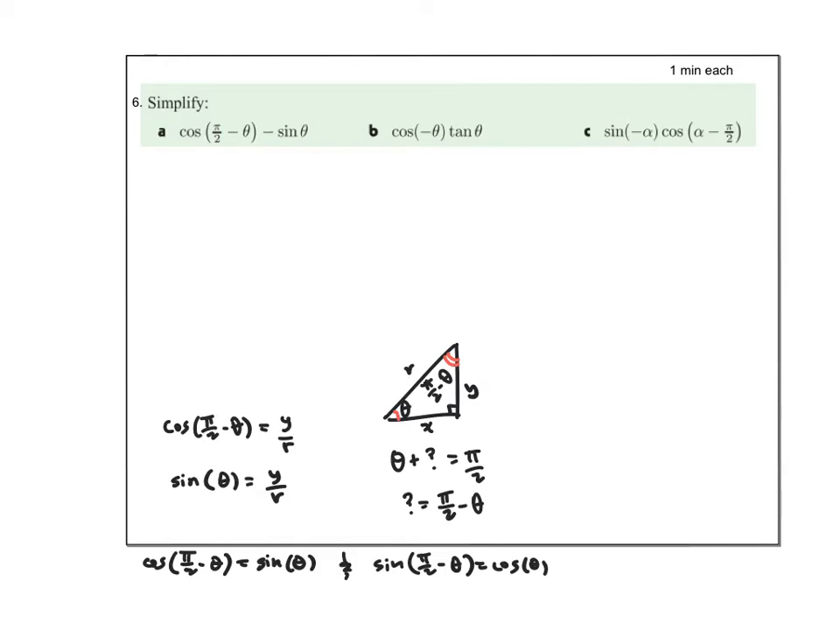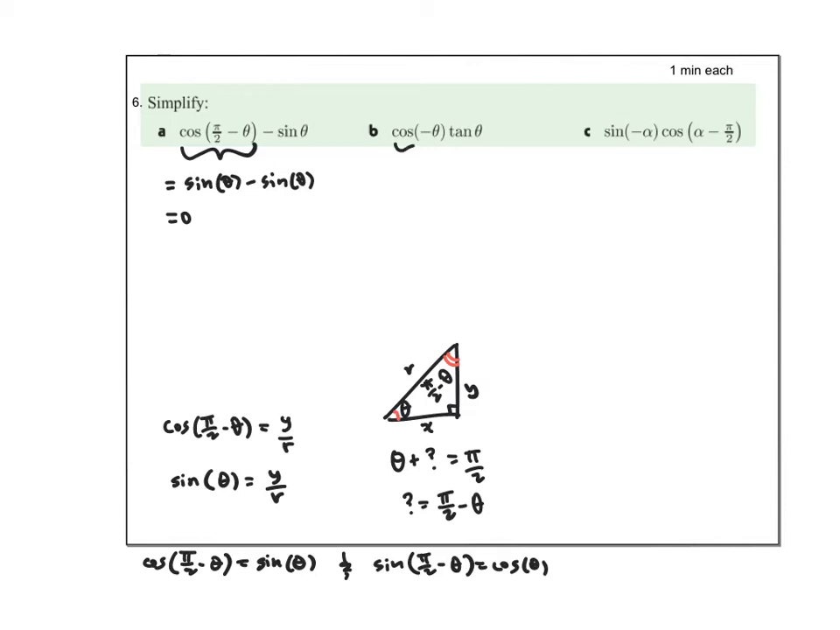All right, so let's look at the 3 examples I have above, as well as considering some even and odd identities along the way. So I've got cosine of pi over 2 minus theta. Well, we just figured out that that's going to be equivalent to sine of theta. And sine of theta minus sine of theta will equal 0. There you have it. Part A is complete. That's equivalent to 0.